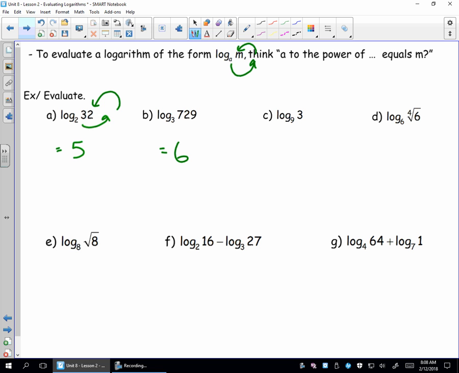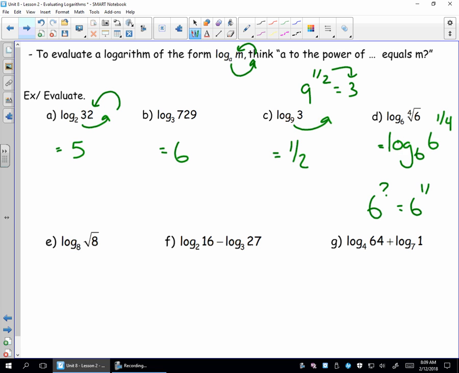Guess and check. Should go to 6. 9 to the what makes 3. I want to recognize that my base got smaller. And actually, if I recognize that the square root of 9 is 3, I might say to myself it's a half. And I know that because I know fractional things make things smaller. The next one could be confusing, so I might rewrite this just to think to myself, okay, that's what I really have. I'm thinking 6 to the what makes 6 to the 1/4. Well, if these are the same, then these are the same. So my answer has to be 1/4.